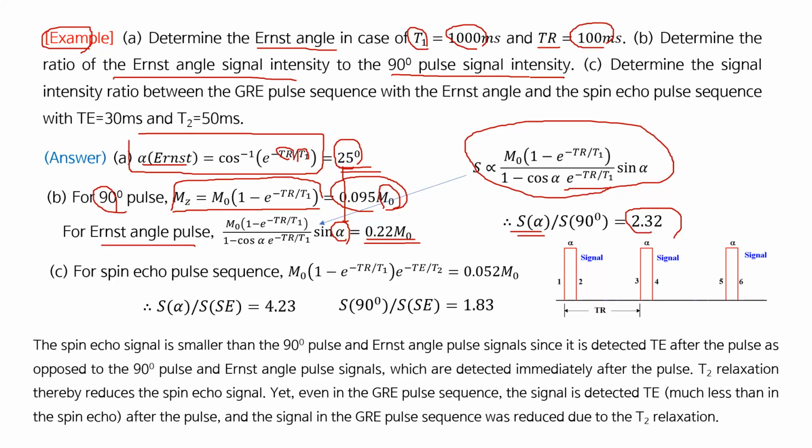So the GRE pulse sequence with the largest angle has a larger signal intensity than that of the 90-degree pulse. So it is about 2 times larger than the 90-degree pulse intensity.